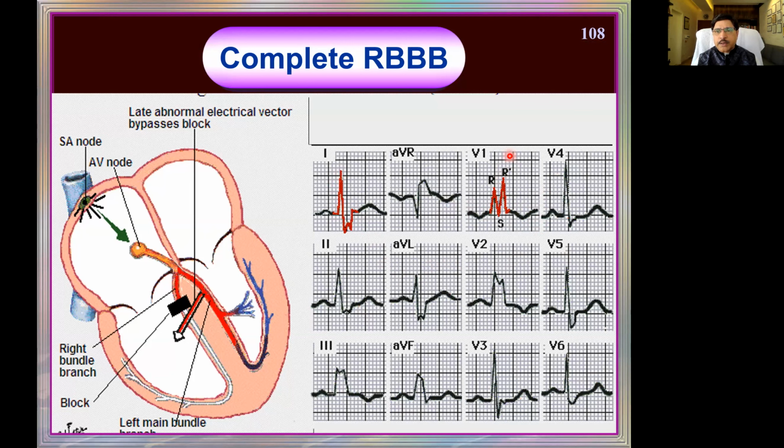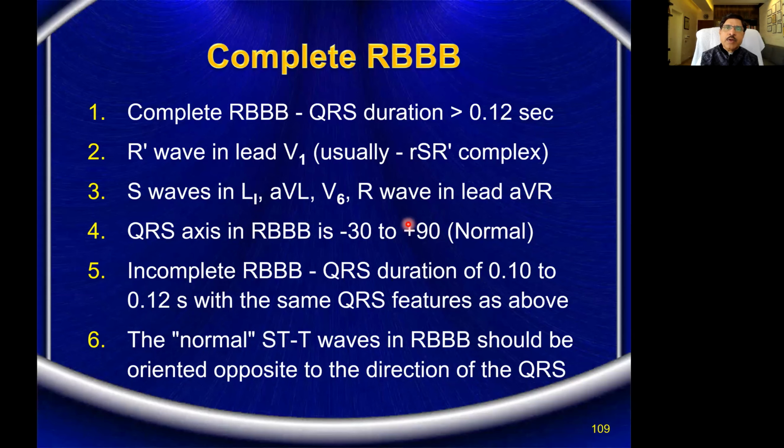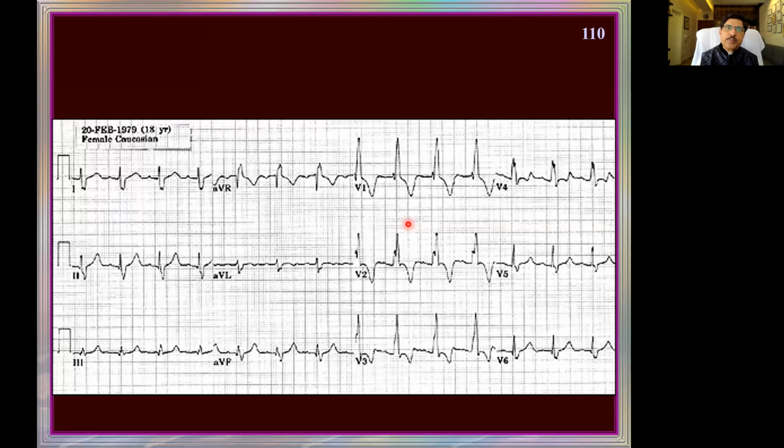In this particular V1 you have to see here, and here also, it is up and the T waves are in the opposite direction. The main problem is with the slurred S wave which is down, and the T wave is in the opposite direction to the QRS. So these are the features of complete RBBB. Now look at this ECG.